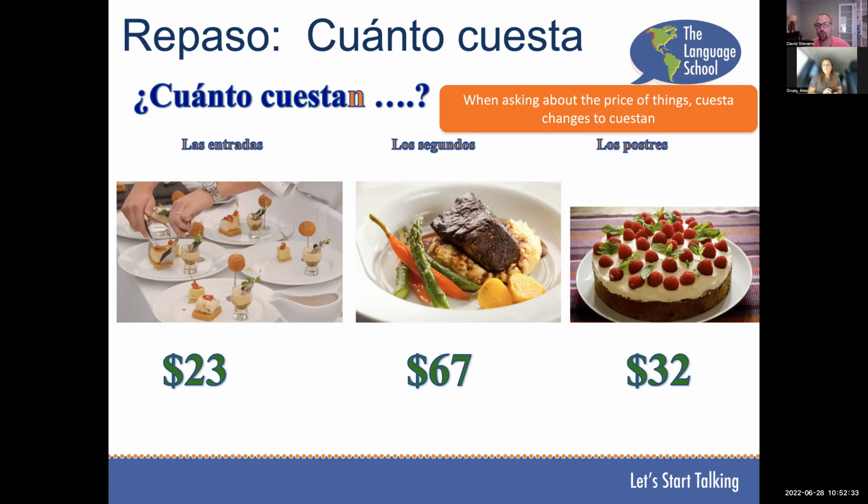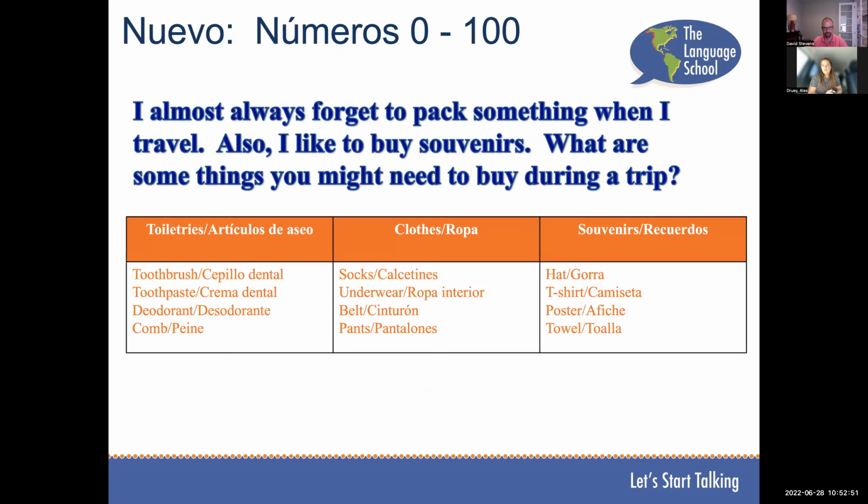And if you want to add dólares to the end, you can. Dólares. ¿Cuánto cuestan los postres? Los postres cuestan 32 dólares. Muy bien, Alex.